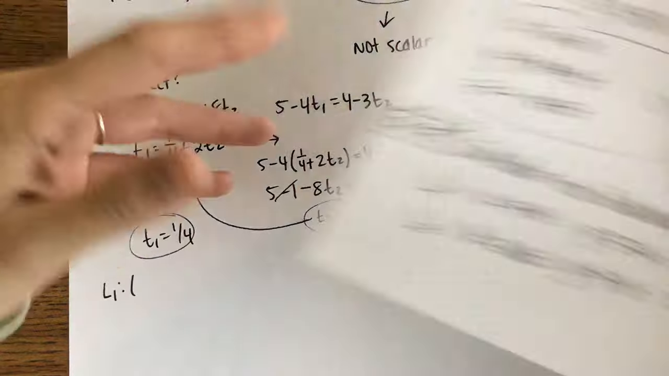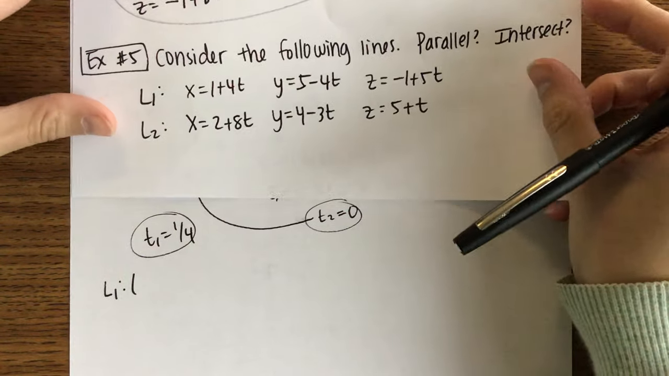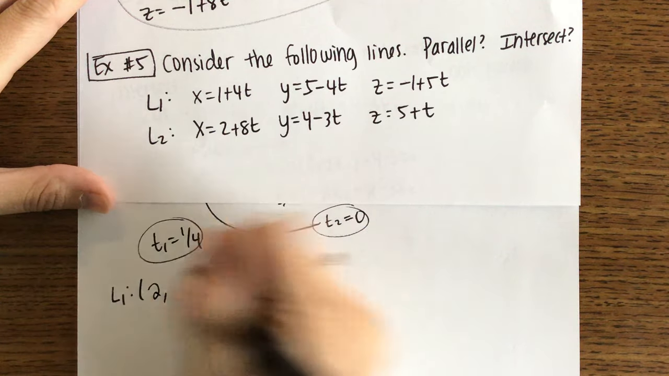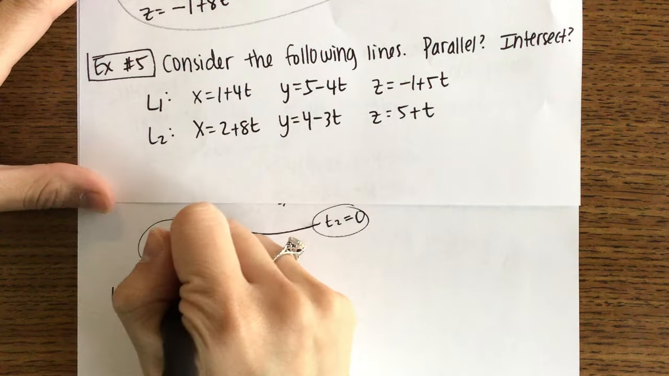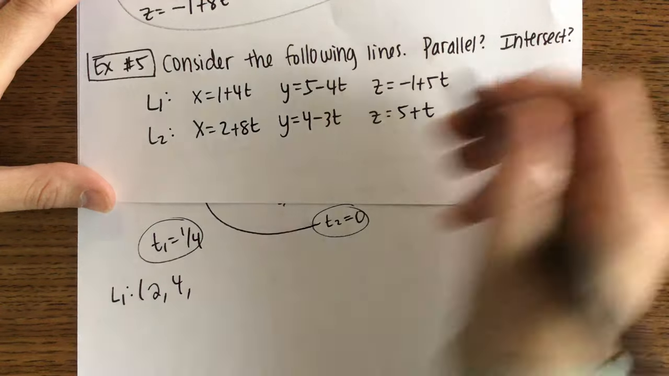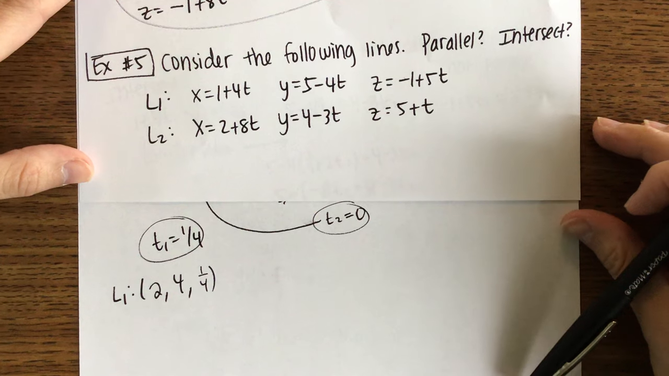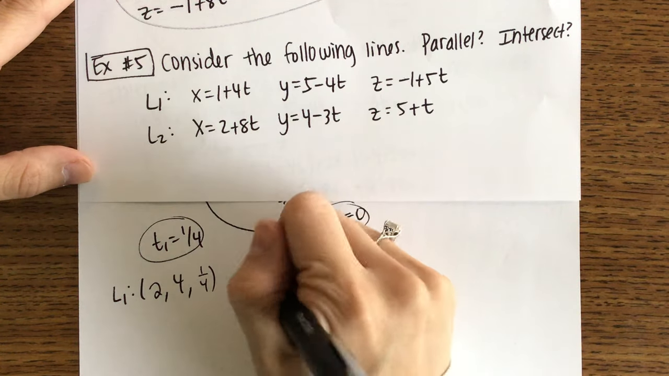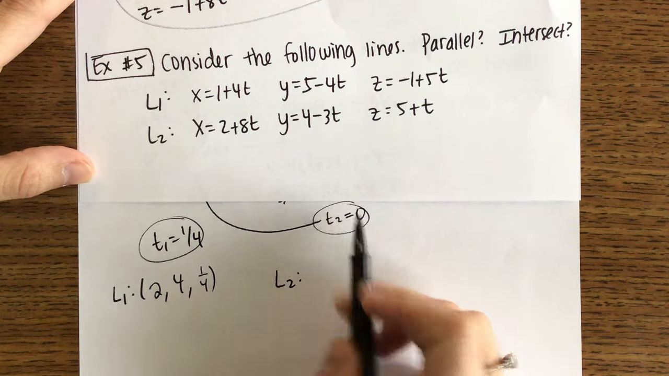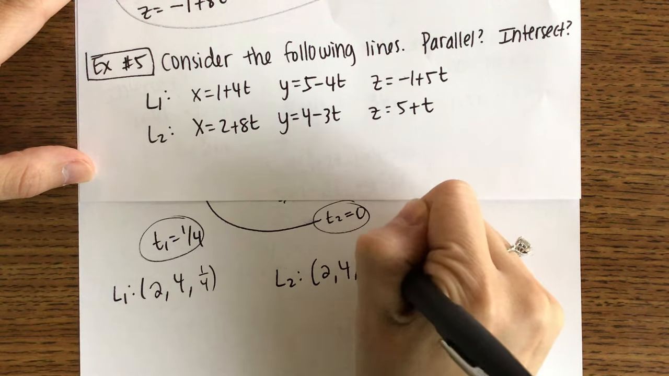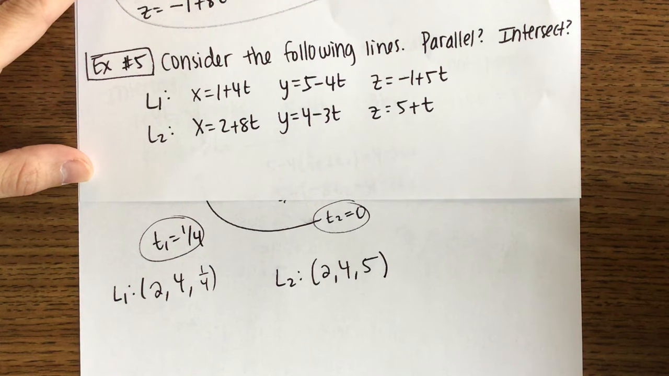So this one right here. If we plug in 1/4 there, we get 2. If we plug in 1/4 there, we get 4. And here we get 1/4. Can you guys verify that I did that right? Okay, line 2, we're going to plug in 0 this time. We get 2, 4, 5. So do we need the third set of equations?